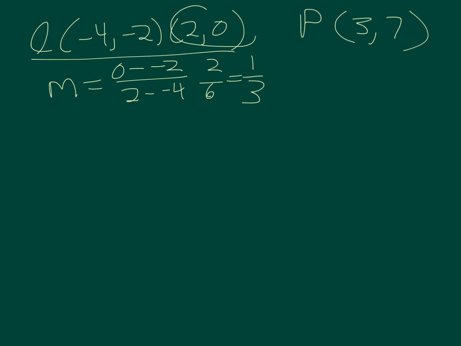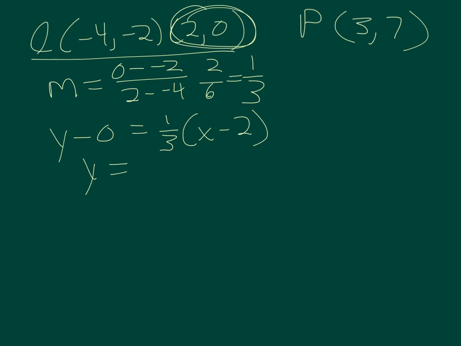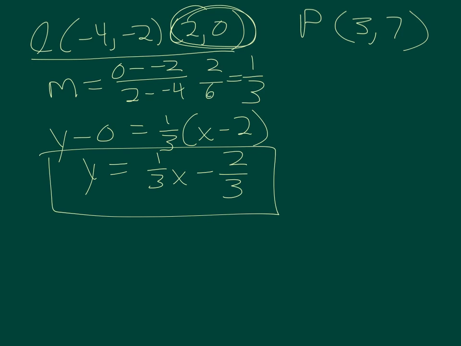I'm going to choose a point. I'm going to choose this one because it has a 0 in it, and I'm going to do y minus that given y value equals the slope times x minus the given x value. That's your point slope format. And do some algebra. So y equals 1/3 x minus 2/3. So this is my equation for line L. Okay, that looks like where we were yesterday on our work.